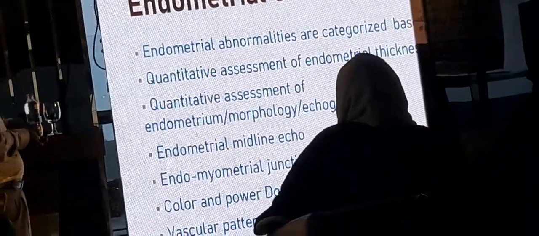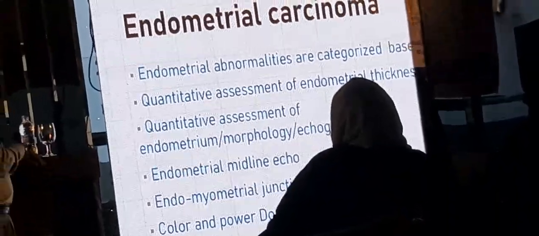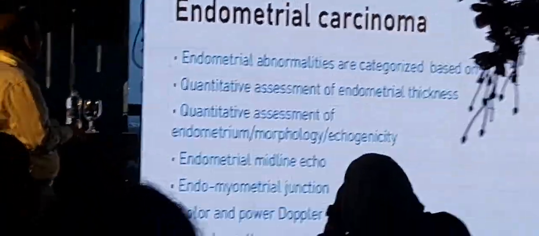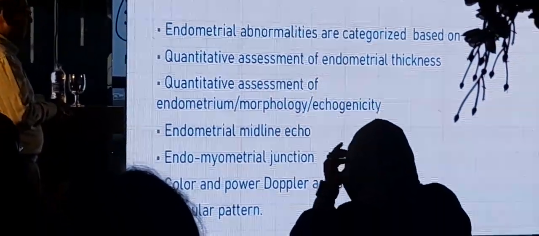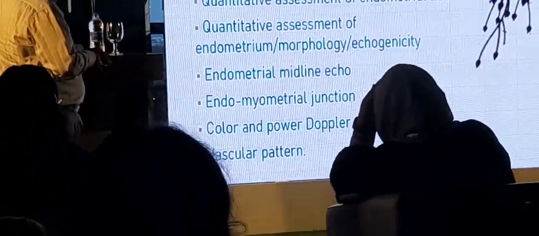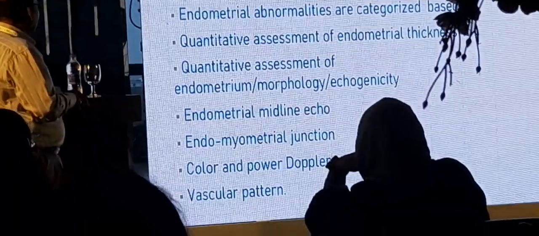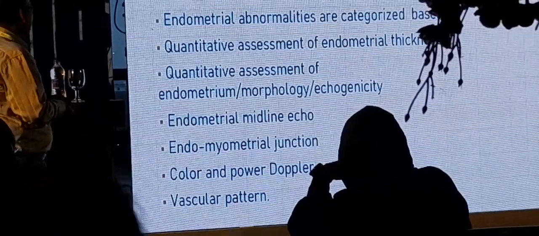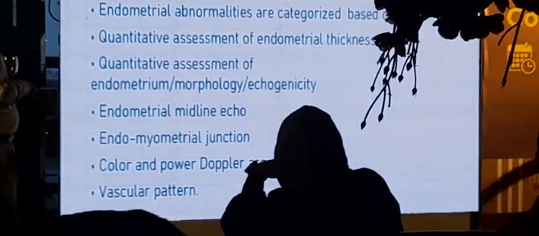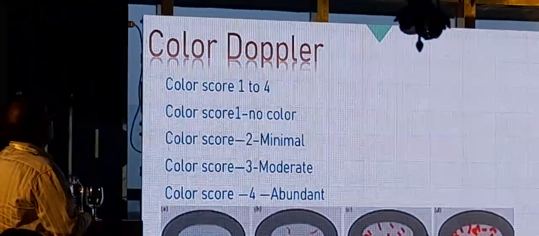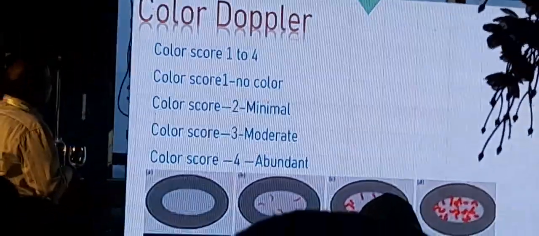Now, endometrial carcinoma. Endometrial abnormalities are categorized based upon quantitative assessment of the endometrial thickness, morphology, and echogenicity. Endometrial midline echo, very important. Endomyometrial junction. Color Doppler assesses the vascular pattern. Color Doppler score. Color score 1 to 4.